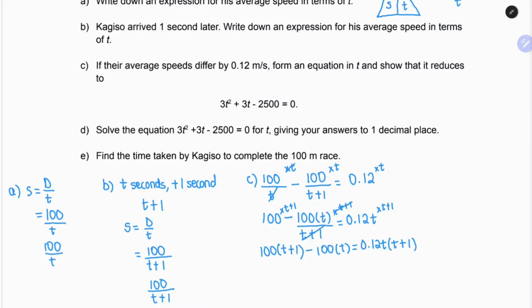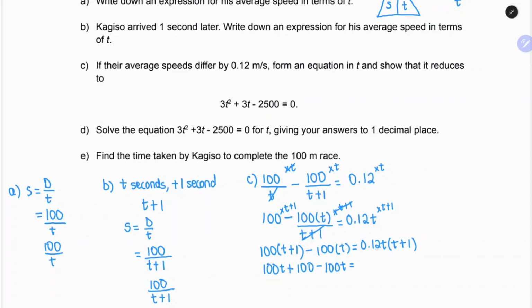And then all we have to do from here is to expand. So 100 times t is going to give you 100t. 100 times 1 would give you 100. Negative 100 times t would give you negative 100t.